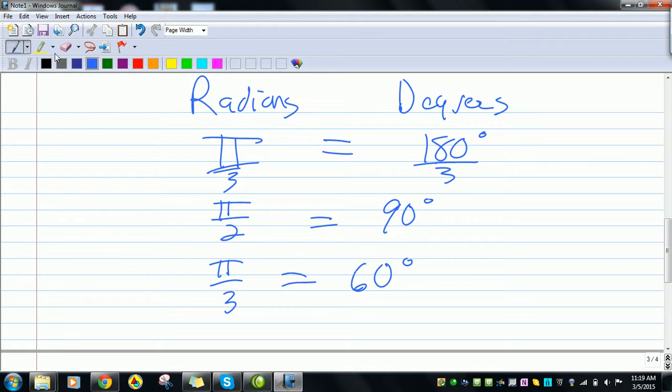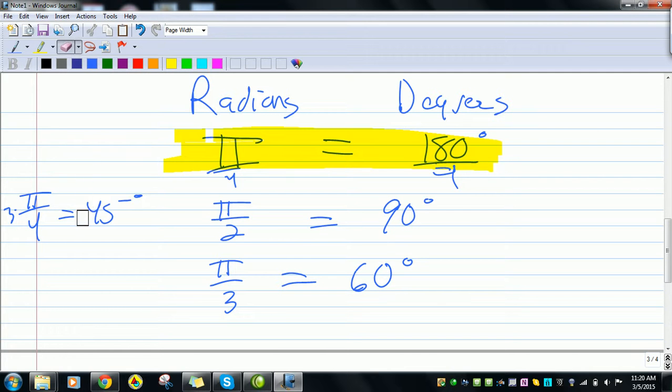I'll write it over here on the side. Here are some other benchmarks, all of which come from the initial conversion. By definition, pi radians is the same thing as 180 degrees. So another benchmark I could use, pi over 4: divide 180 by 4, and that is 45 degrees. If I know pi over 4 radians is 45 degrees, then 3 pi over 4 would be 3 times 45, which is 135 degrees. So we can use these benchmarks.